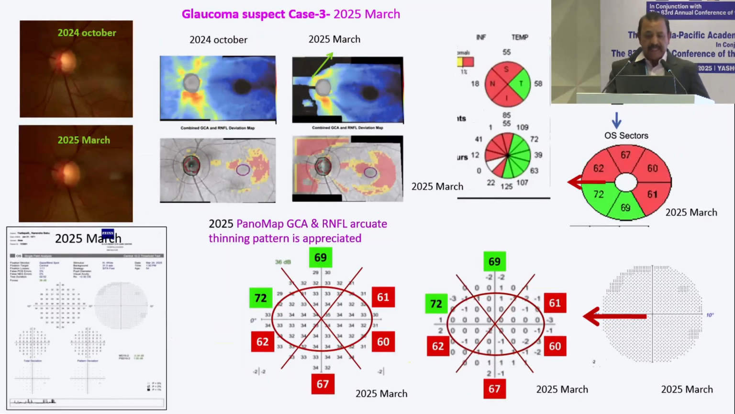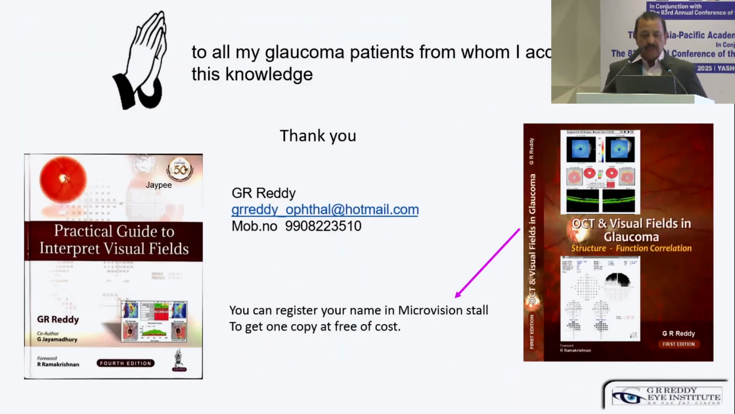And the same patient, in 6 months' time, developed the pattern thinning in the thickness map and deviation map, and still the field is normal. So the most important take-home message is, in a glaucoma suspect, the Panama analysis, the thinning, is very important to pick up pre-perimetric glaucoma. My namaskars to all glaucoma patients from whom I acquired this knowledge. Thank you for your patient hearing.